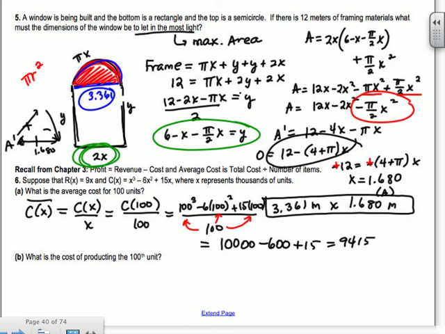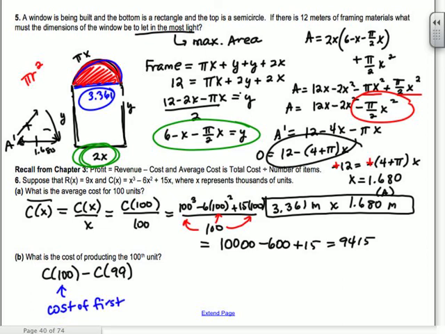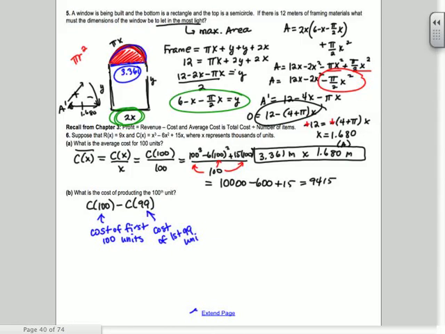So when you hear that, remember you need to figure out how much it costs to create the first 99 items, and the cost to make the first 100, and then you subtract them. That would be just the additional 100th unit. So you do C of 100 minus C of 99. This is the cost of the first 100 units. This is the cost of the first 99 units.